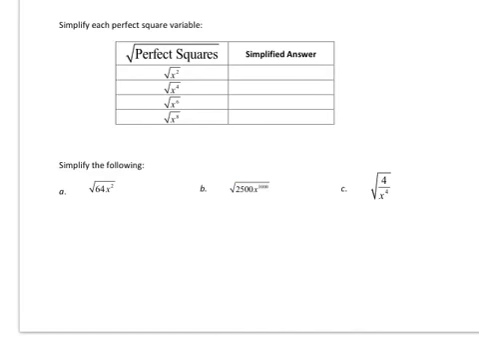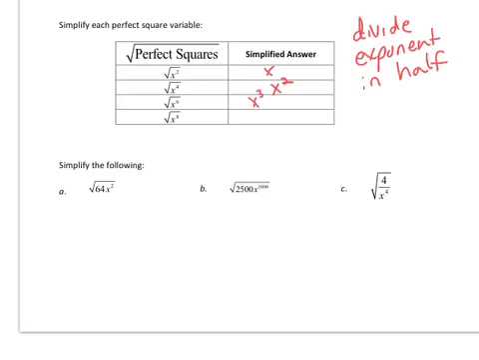So when you have an even exponent, any even exponent is considered a perfect square with a variable. And what you do is you divide the exponent by 2. So you divide the exponent in half when you take the square root. So we can write that down here and try some of these. The square root of x squared is just going to be x to the first. The square root of x to the fourth is x squared. The square root of x to the sixth is x cubed, and x to the eighth is x to the fourth. So any even exponent we can take the complete square root of.